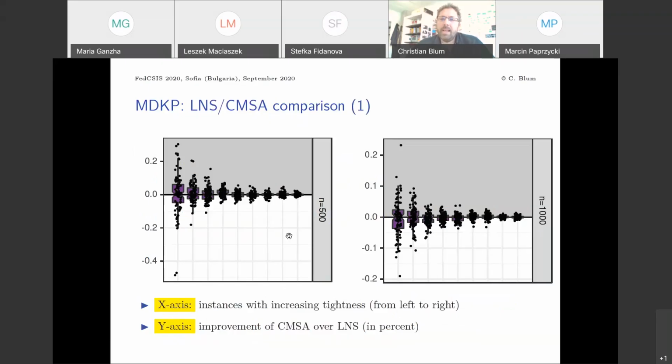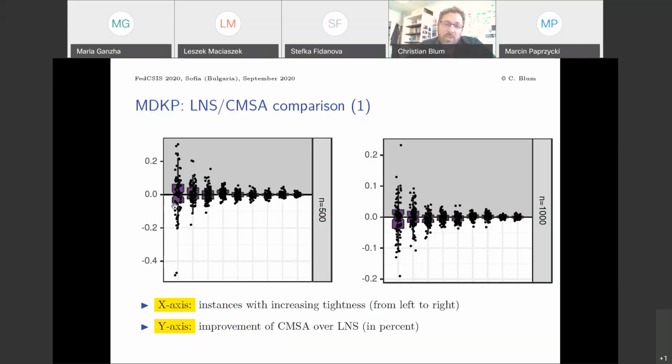Okay, and this is what we get. In these graphics, on the x-axis we see instances from different alpha values. These first instances are instances with very small solutions, and at the end here, these are instances with very large solutions. For each alpha value, we generated 100 instances randomly and ran our algorithms.